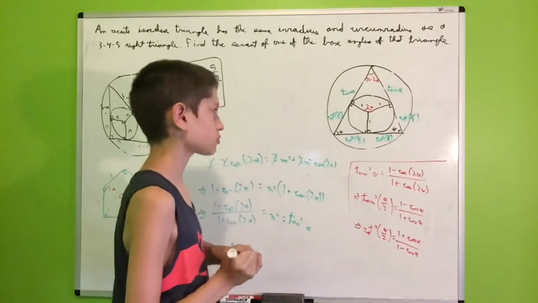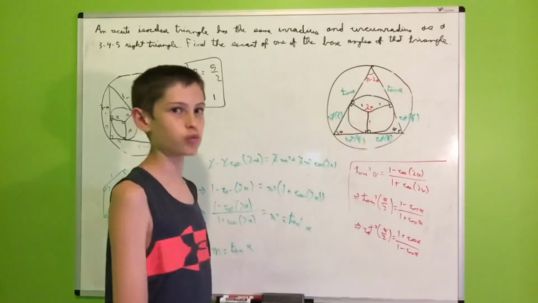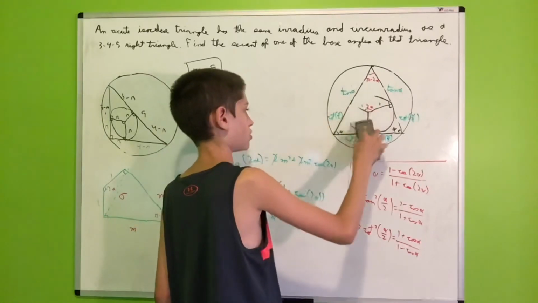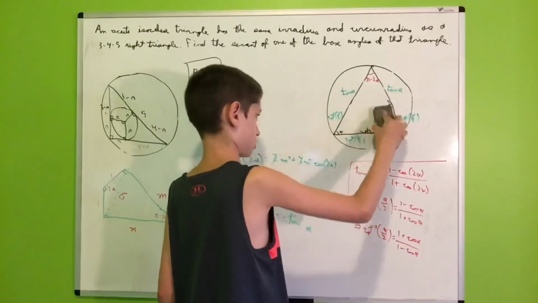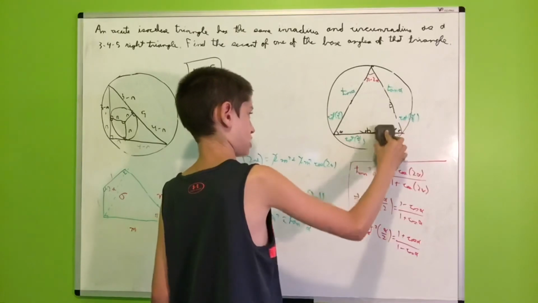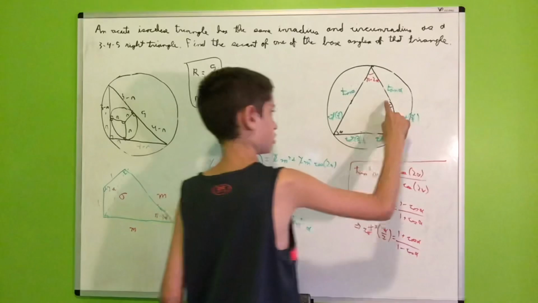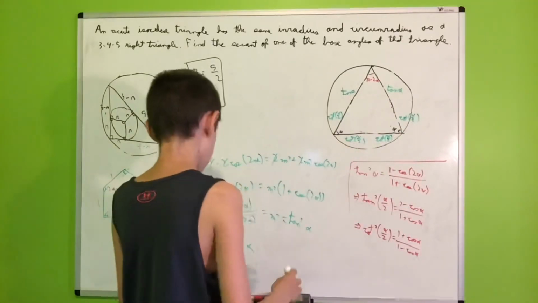And now that we have all the information we can extract from the incircle, let's focus now on the circumcircle. So let's erase this so that the picture is not so cluttered. And let's see.